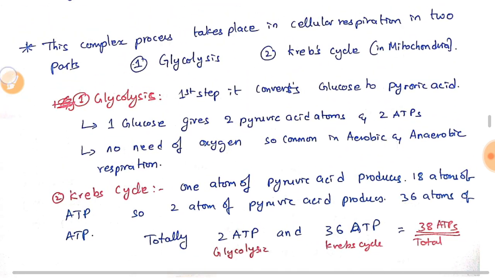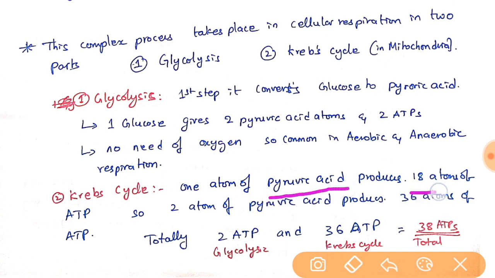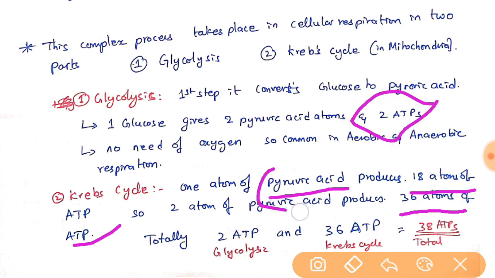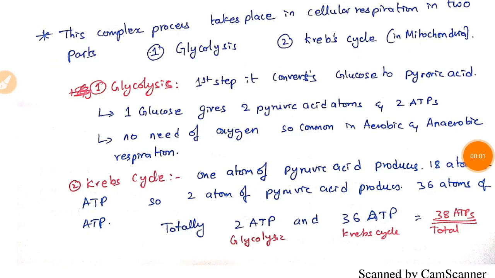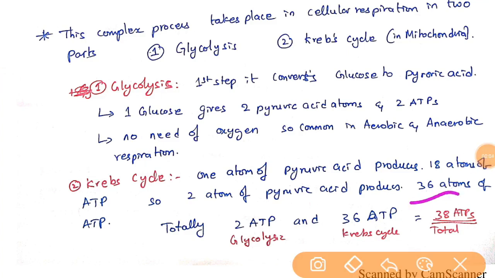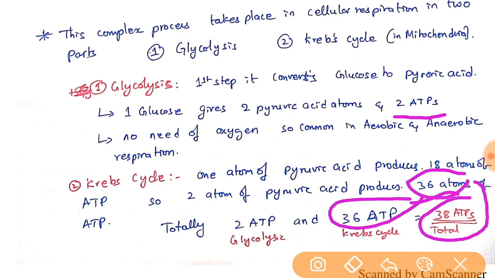In the Krebs cycle, you can see that one molecule of pyruvic acid gives 18 molecules of ATP. So two molecules of pyruvic acid produce 36 molecules of ATP, friends. In glycolysis we have 2 ATPs, and here one pyruvic acid produces 18. We have 2 pyruvic acid from the first step of glycolysis, so 2 into 18 is 36. In glycolysis 2 ATPs are formed, and along with this in the Krebs cycle 36, so totally 38 ATP are formed from one glucose molecule, friends.